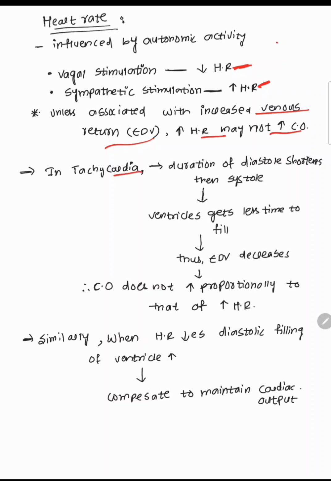In tachycardia, tachycardia means increased heart rate, right? In tachycardia, what happens? When the heart rate is increasing, the duration of diastole shortens, then the systole will be normal, but the diastole will be shortened. So the ventricle gets less time to get filled. Thus, end diastolic volume decreases. When ventricles get less amount of blood, then there will be a decrease in end diastolic volume. So that cardiac output does not increase proportionately to that of heart rate.